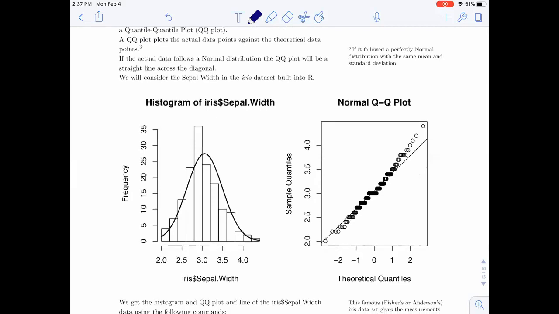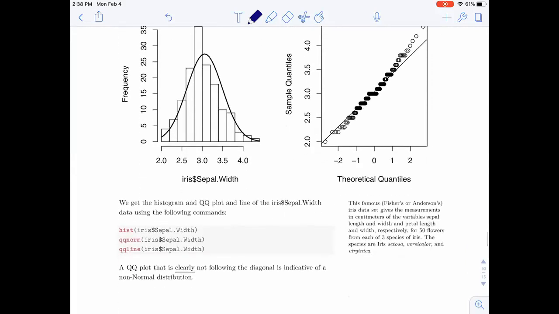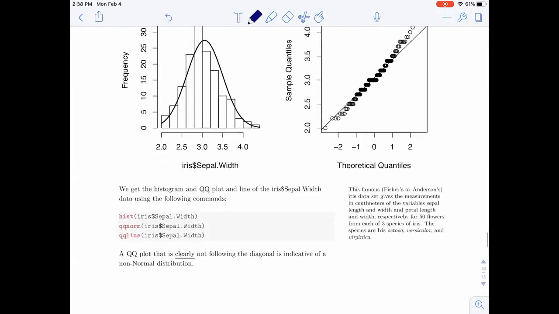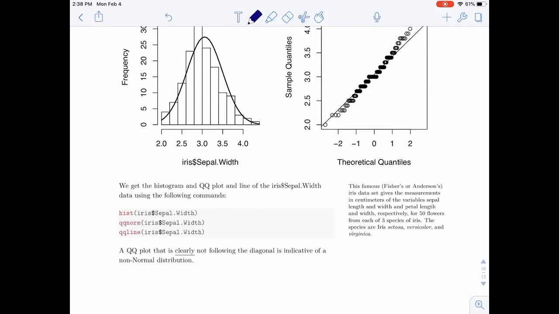Here, I use the Iris data set. It's kind of a famous teaching data set. It's really boring. It's on the sepal width and length and the petal width and length for 50 flowers from each of 3 species of iris. The species are Iris setosa, versicolor, and virginica. In case you care, doesn't matter. There it is. Okay, so it's kind of a go-to data set for showing stuff like this.